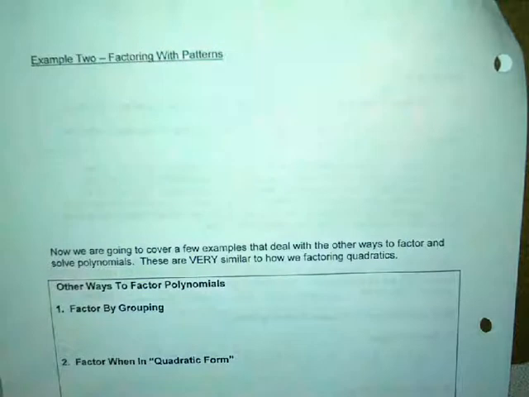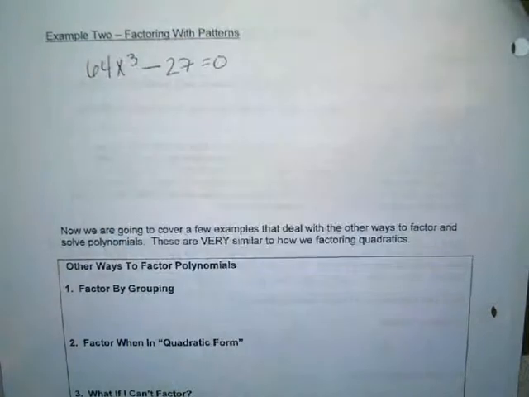Okay, go ahead and flip to example 2. We'll do this one together, and then we'll practice a bunch of these on whiteboards to see how we're doing. Okay, so we're going to factor and solve this one as well. 64x cubed minus 27.